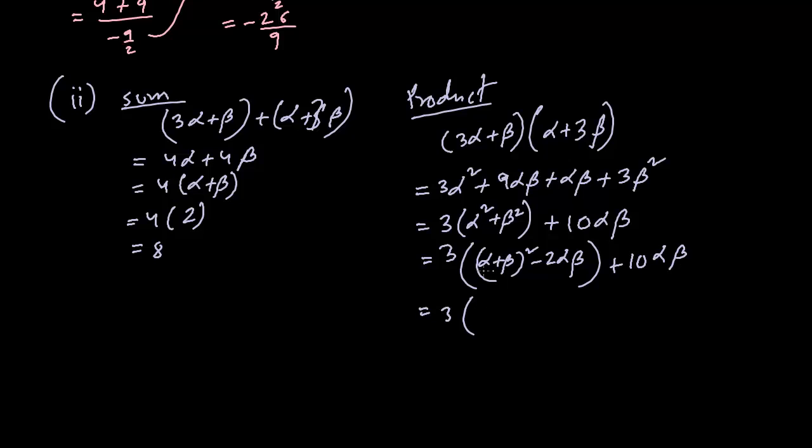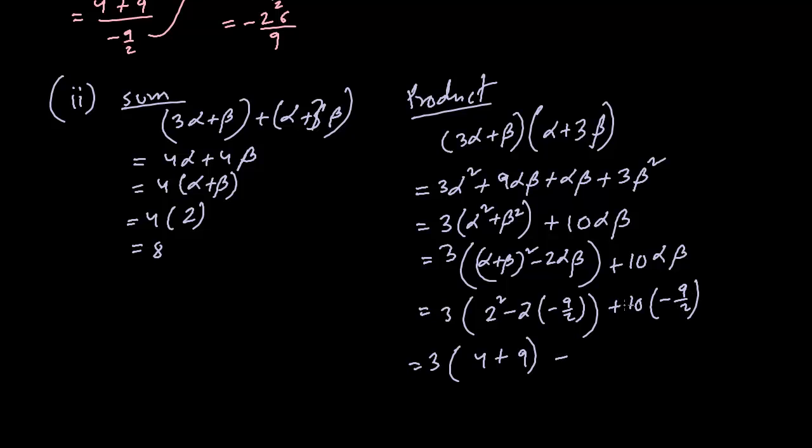So we know alpha plus beta is 2, so this is 2 squared minus 2 into alpha into beta is minus 9 by 2 plus 10 alpha into beta is minus 9 by 2. So let's simplify this. The 2 squared is 4 minus minus plus, so 9 by 2 into 2 is going to be 9. Now this is 2 5s are 10, so minus 5 9s are 45. So it turns out to be, so 9 plus 4 is 13, 13 3s are 39, minus 45, which turns out to be minus 6.